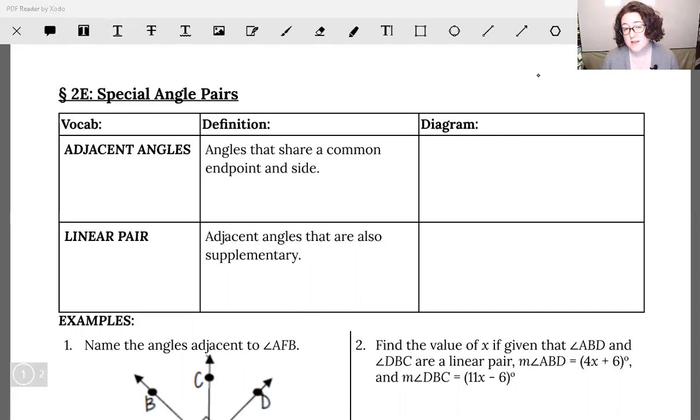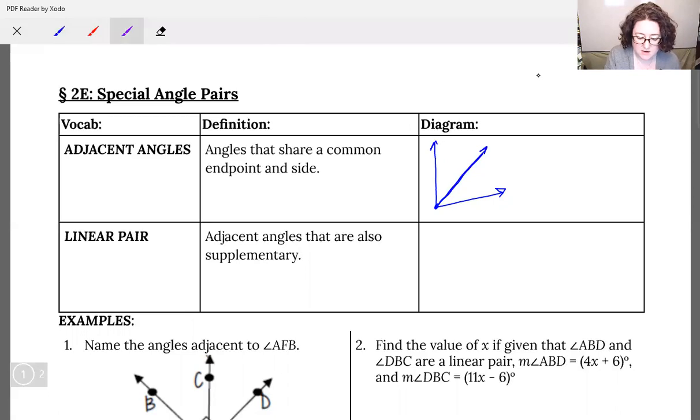So what this is going to look like, and you've actually seen diagrams like this already. We did a couple of these in the last video. So for example, here's one angle with an endpoint, two rays connected at the endpoint. And an adjacent angle would be an angle that comes right off of that same endpoint, and they both have that middle side.